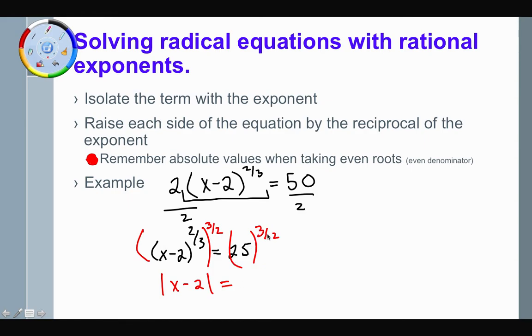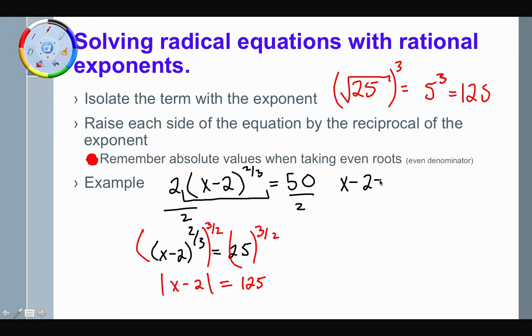Then we get 25 to the 3 halves. As you recall from the last lesson, if we say 25 to the 3 halves, that means I can take the square root of 25 to the 3rd power, which means I can take 5 to the 3rd power, which is 125. Now, if you recall solving absolute value equations, you get 2 different answers because we're looking at distance from 0. So x minus 2 is equal to 125, and x minus 2 is equal to negative 125.